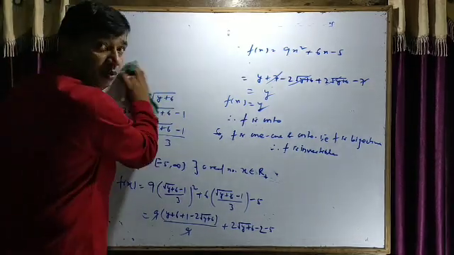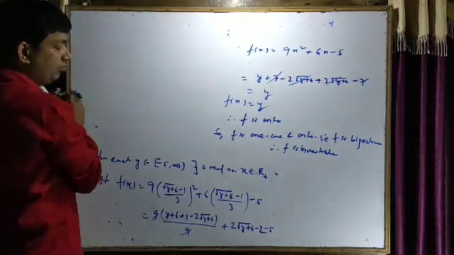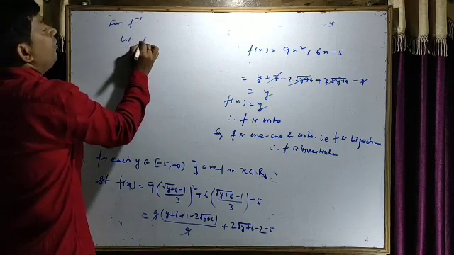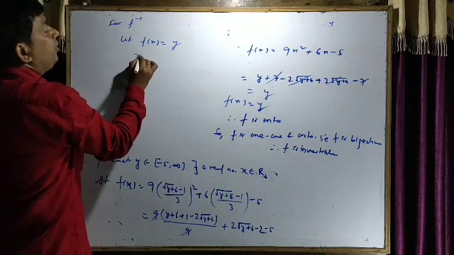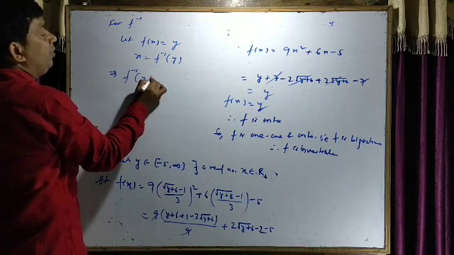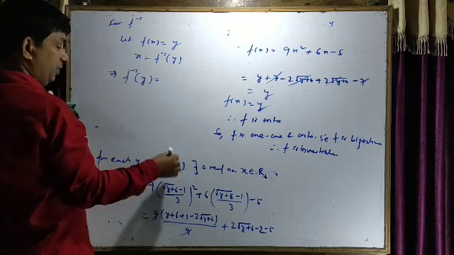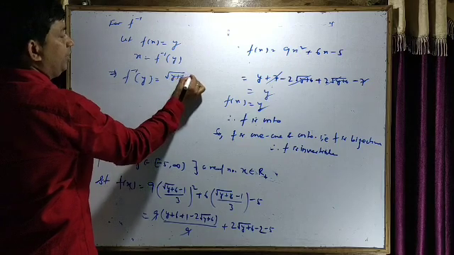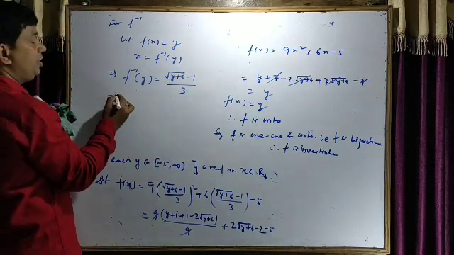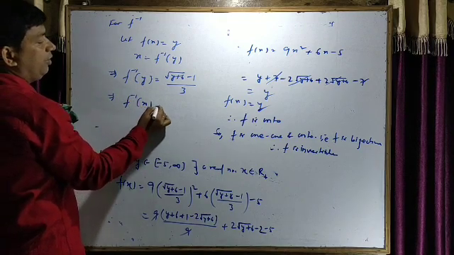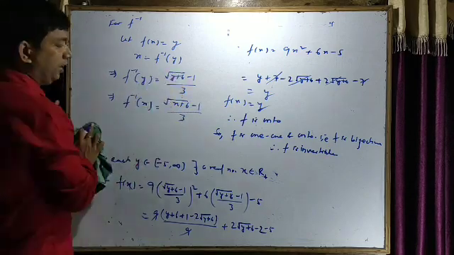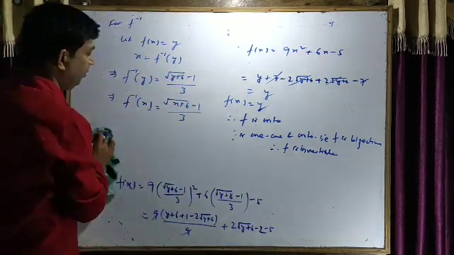Very simple. For f inverse, let f of x equal y. So x equals f inverse of y, which implies f inverse of y equals x. What is x? x is root under y plus 6 minus 1 by 3. So this is your inverse. You may change the variable: in place of y I write x, so root under x plus 6 minus 1 by 3. Now define the function.